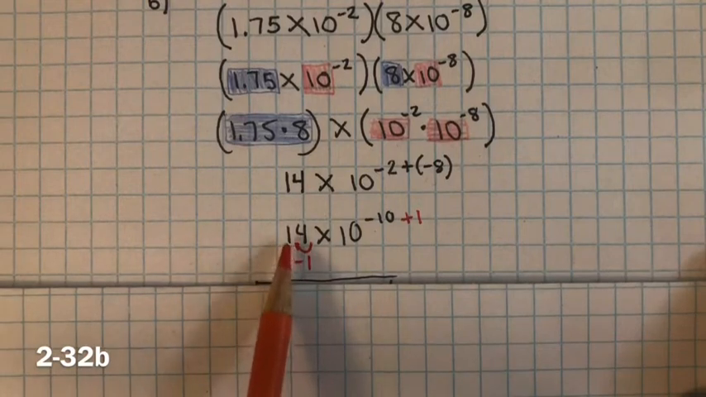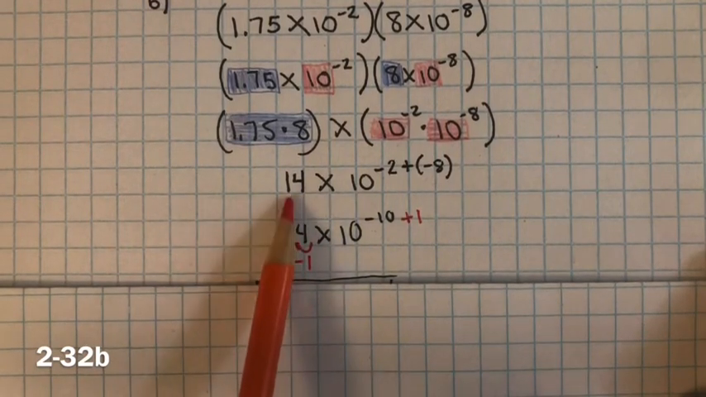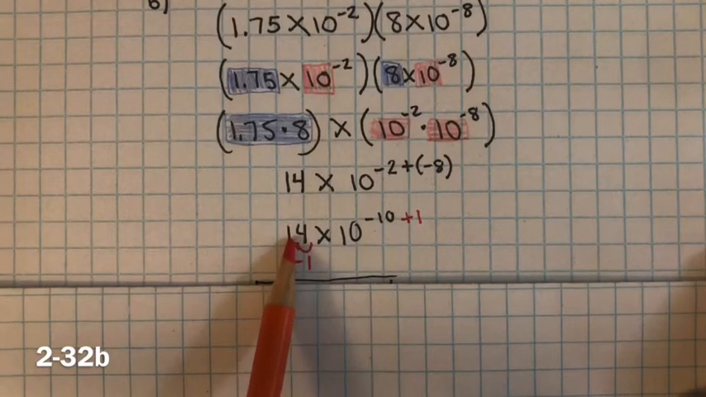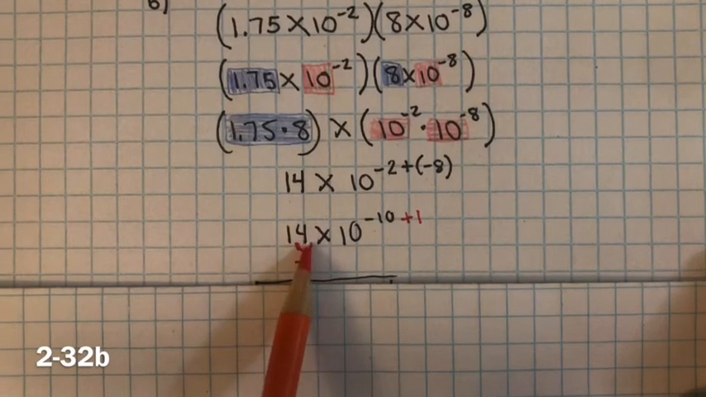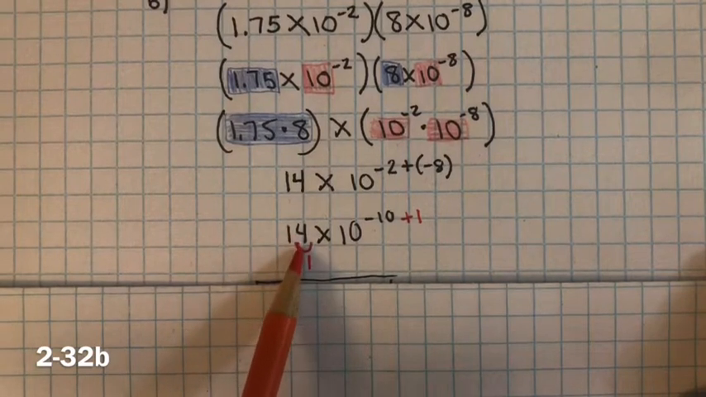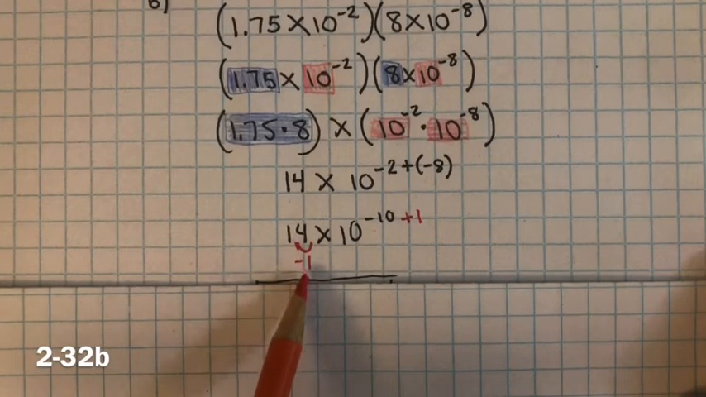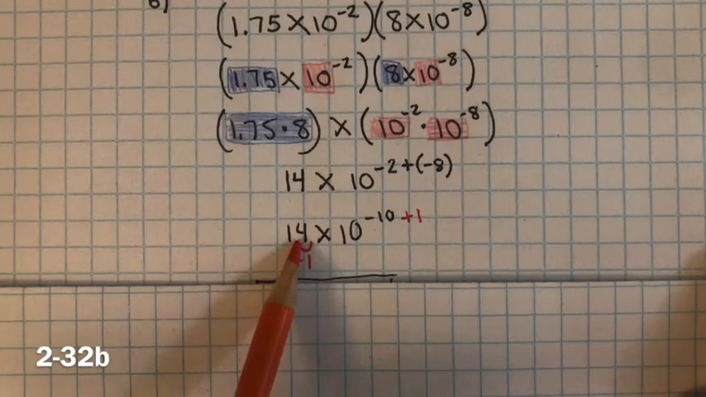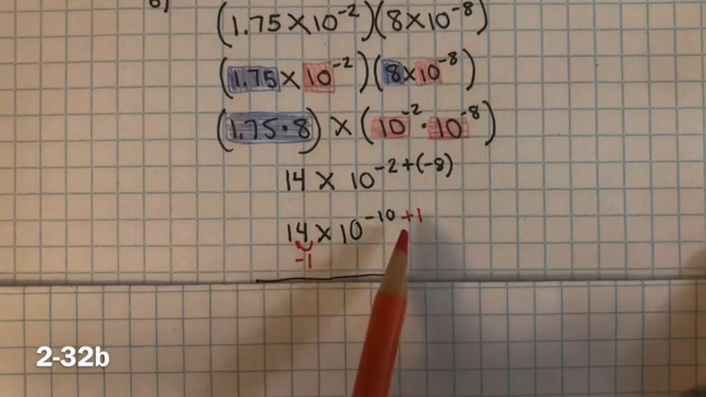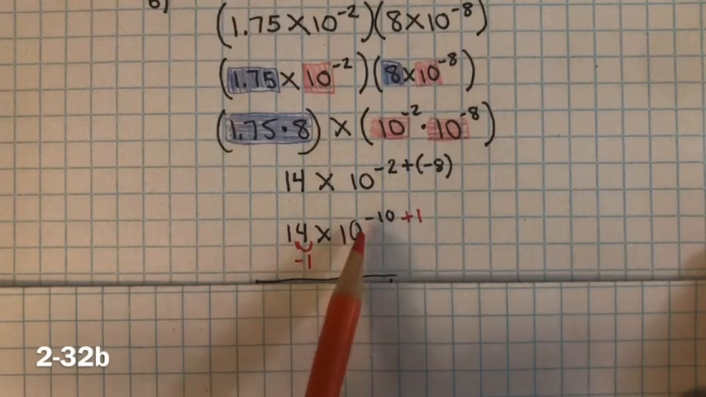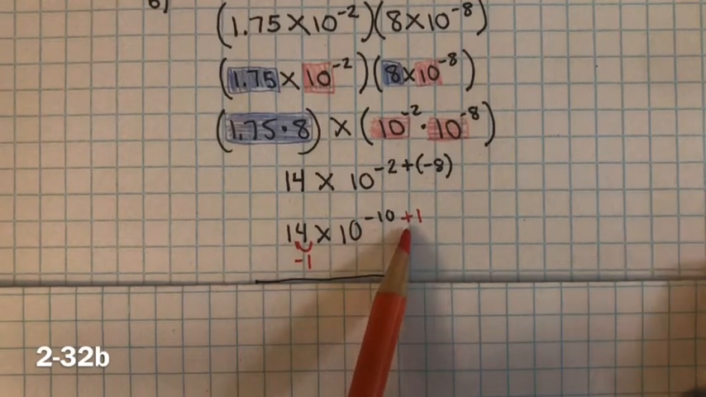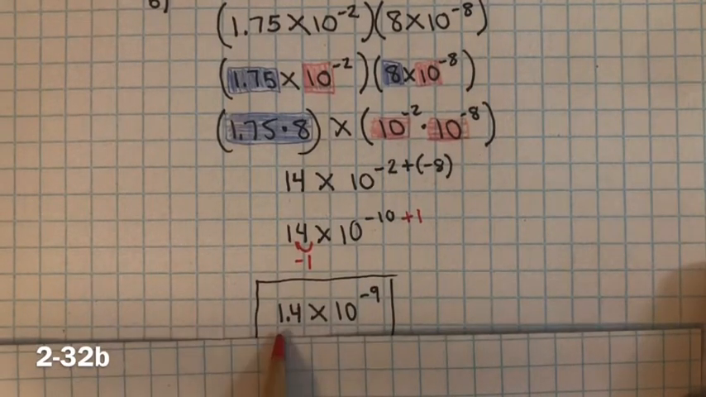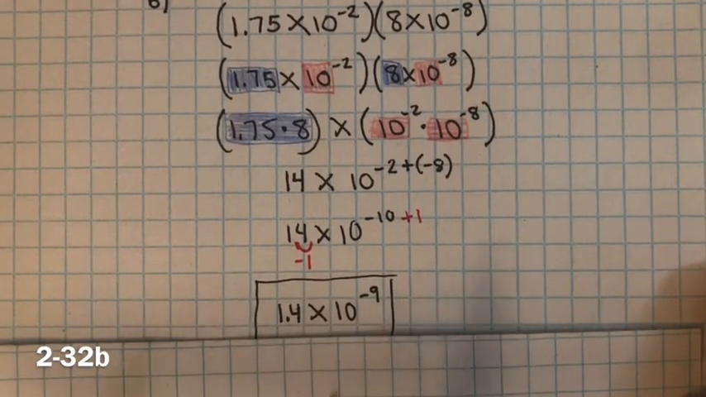Not in scientific notation, 14 is greater than 10, so we're going to divide this by 10. So we're going to move the decimal place to the left one. So it's going to be negative 1. Well, this is going to be adding 1. So negative 10 plus 1 is negative 9. So 1 and 4 tenths multiplied by 10 to the negative 9th power.